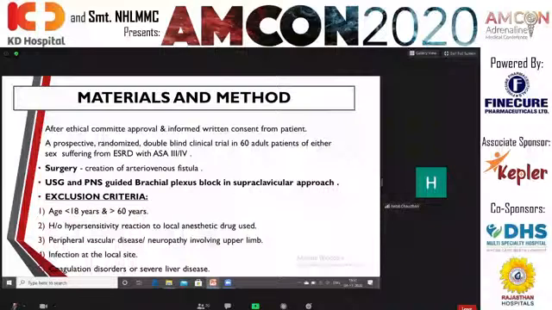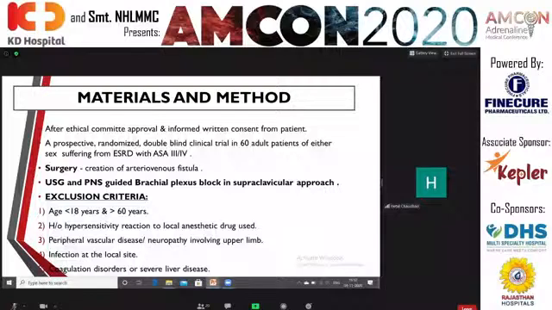These are my material and method. After ethical committee approval and informed written consent from patient, a prospective randomized double-blinded clinical trial in 60 adult patients of either sex suffering from end-stage renal disease with ASA 3 and 4 are selected for creation of AV fistula under USG and PNS guided brachial plexus block in supraclavicular approach.